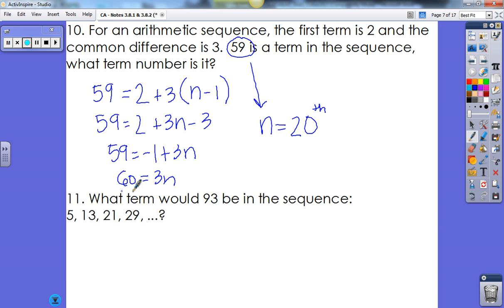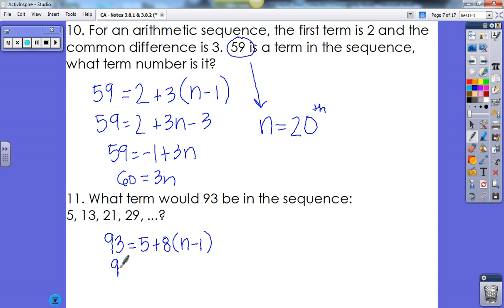This one, what term would 93 be in the sequence, is basically saying the same thing. We just have to find the first term and the common difference without them spelling it out for us. So 93 is the specific term value that we're looking at. My first term is 5. My common difference is 8. But we don't know what term number 93 is.